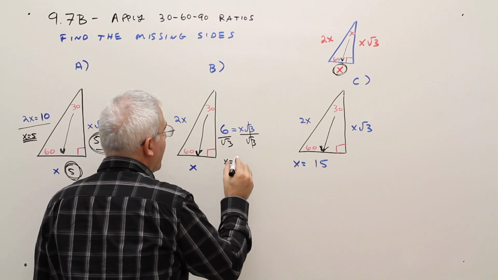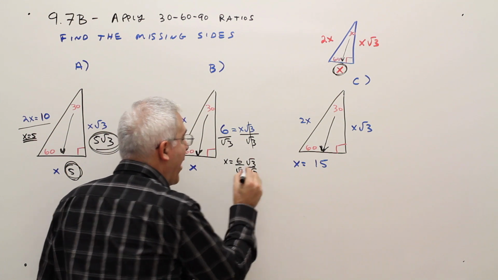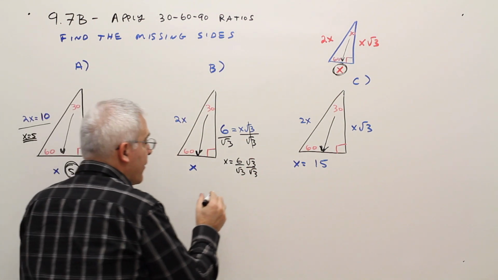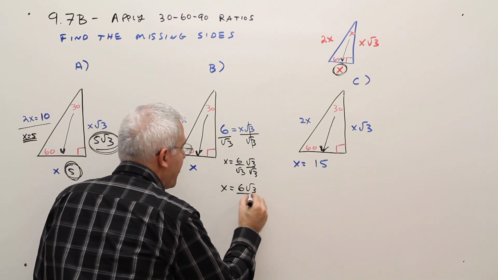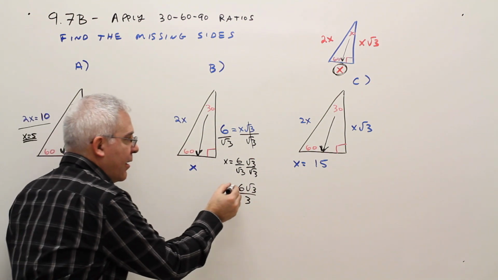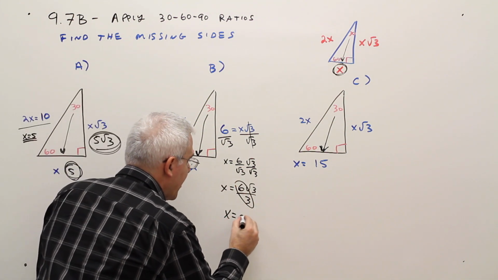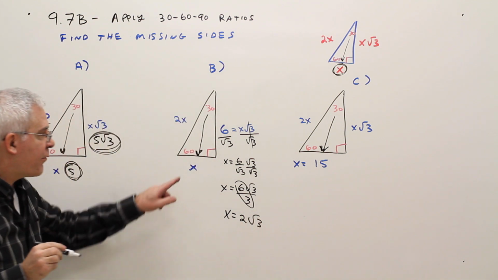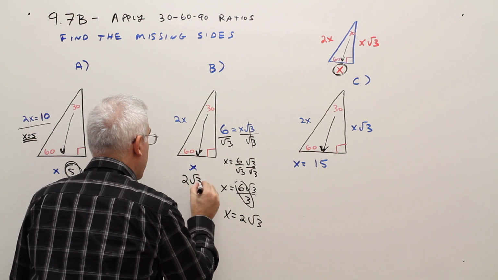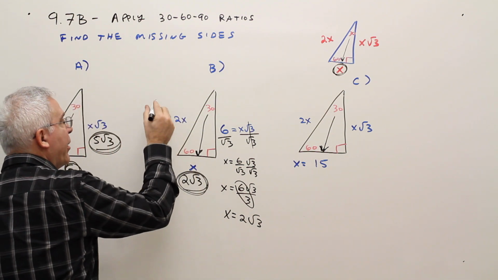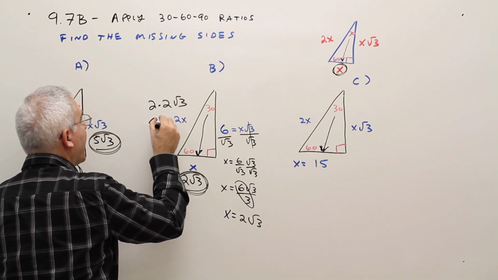So x will turn out to be 6 over radical 3 multiplied by radical 3 over 3. So that'll be x equals 6 radical 3 over 3. And then we can further reduce that to just 2 radical 3. So x equals 2 radical 3. So wherever you see an x, simply replace it with 2 radical 3. Over here I'm doubling it. 2 times 2 radical 3, that'll be 4 radical 3.